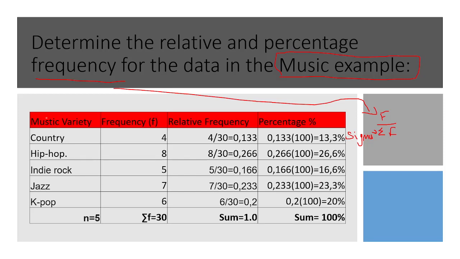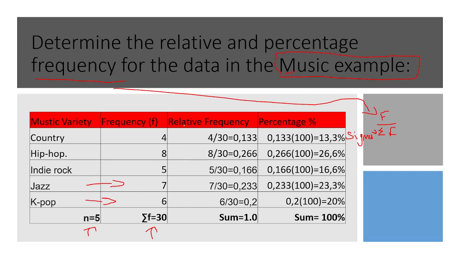I misspelled music, sorry. It should say music here. I don't want to insult your intelligence, so I'm not going to type it out. Anyway, country has 4, hip hop has 8, indie rock has 5, jazz 7, K-pop 6. Five is the number of samples. Sigma of F is 30.